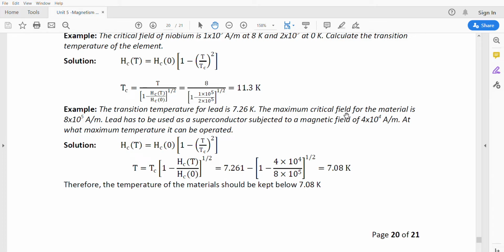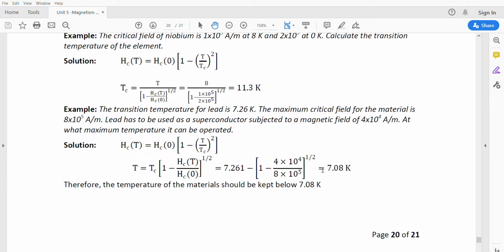The maximum critical field for the material is 8 into 10 power 5 ampere per meter. Lead has to be used as a superconductor subjected to a magnetic field of 4 into 10 power 4 ampere per meter. At what maximum temperature can it be operated? So T, the maximum temperature of operation, we have to find here. Change the formula with T as the subject, that is T is equal to Tc into the square root of 1 minus Hc of T upon Hc of 0. Substitute all the given values. We'll get the maximum temperature of operation as 7.08 kelvins.